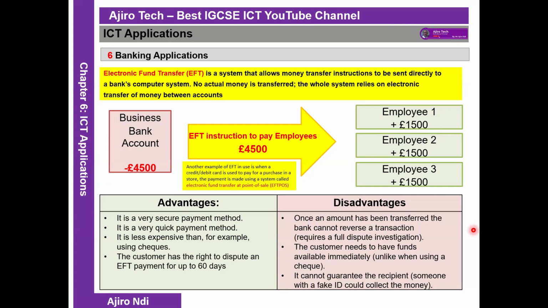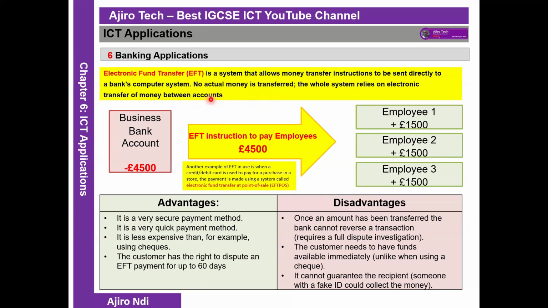So let's talk about electronic funds transfer. EFT is a system that allows money transfer instructions to be sent directly to a bank computer system. I want to explain how this works. It's a system that allows money transfer instructions to be sent directly to a bank computer system. So an instruction is being sent. Now, no actual money is transferred.